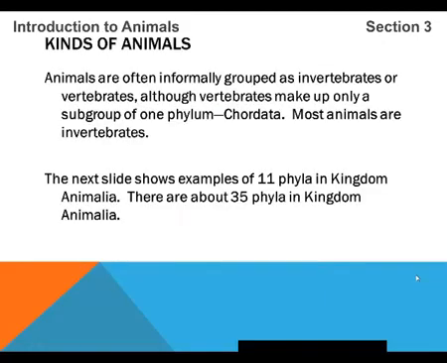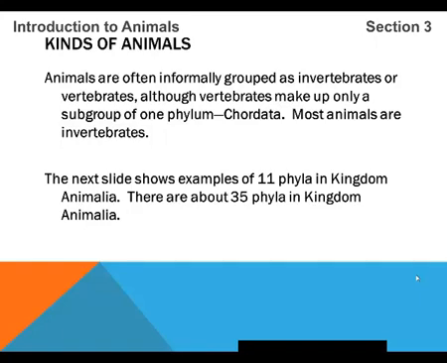Kinds of animals. Animals are often informally grouped into invertebrate groups or vertebrate groups. Vertebrates only make up a small portion of all of the animals on the planet. In fact, vertebrates, the chordates, belong to the phylum Chordata, which is the only group of vertebrates. So the vast majority of animals that we come in contact with on a day-to-day basis are invertebrates, and typically we squish those invertebrates.